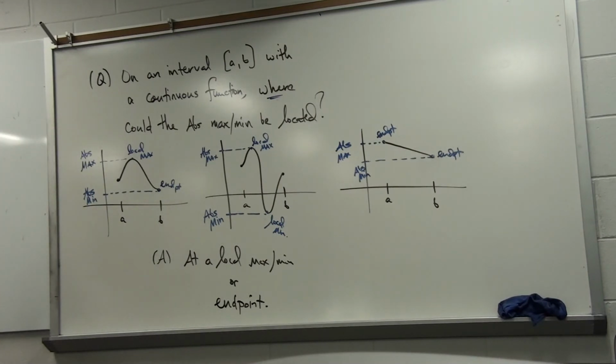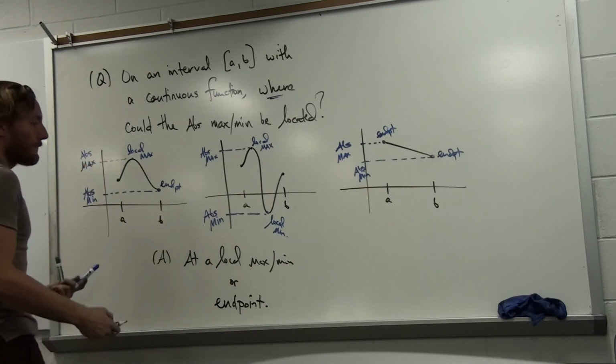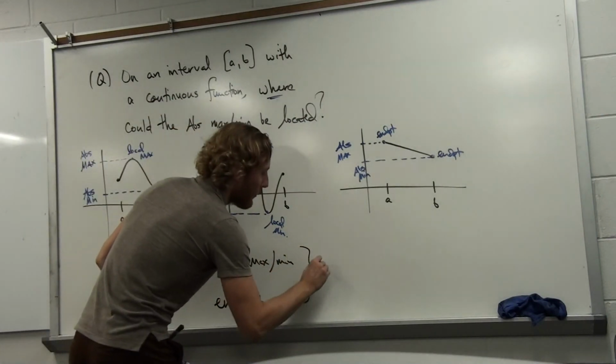But the long story short is the only place where you could reach your absolute max or your absolute min is either at a local max, local min, or at an endpoint. These are the only possibilities.